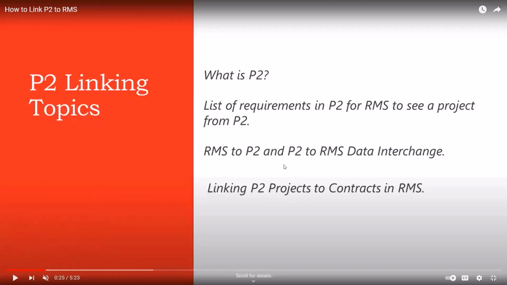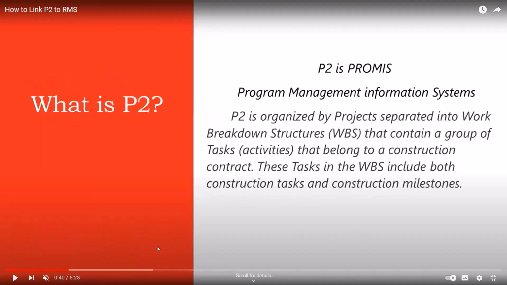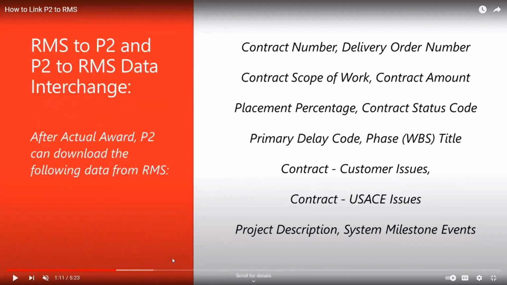Essentially it talks about what P2 is and the list of requirements for P2. You can see at the project level, RMS to P2 and P2 to RMS data interchange, and then linking P2 projects to contracts. So it talks about that a little bit. We go over what P2 is, we'll skip that for right now, and jump over to the scope information.